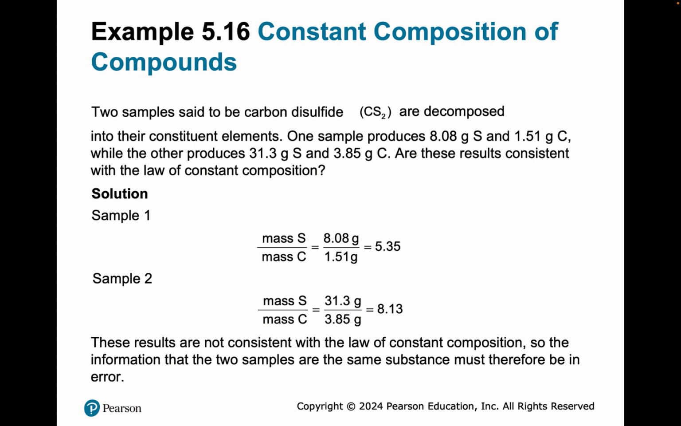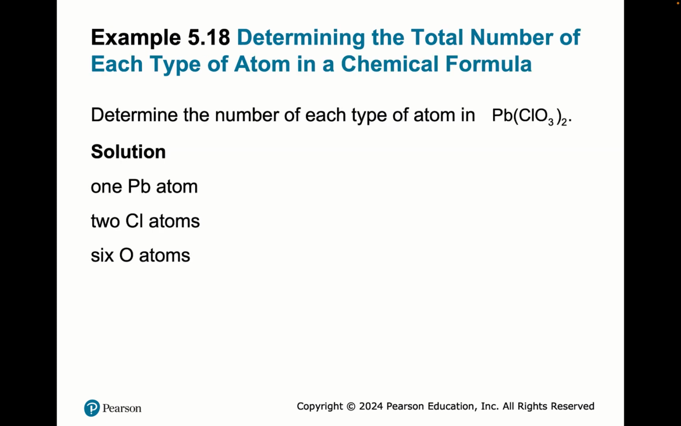So constant composition of compounds. We've kind of covered this before, but I wanted to do this one again. One sample produces 8.08 grams of sulfur and 1.51 grams of carbon. Another one produces 31.3 grams of sulfur and 3.85 grams of carbon. Are these results consistent? Just take a fraction. Make sure you're consistent, and carbon's a lower number, so put it on the bottom, because I like bigger numbers better than fractions. And you find out they are not consistent with each other, so there must be 2 different substances in here. This is either a failed experiment or there's 2 different substances.